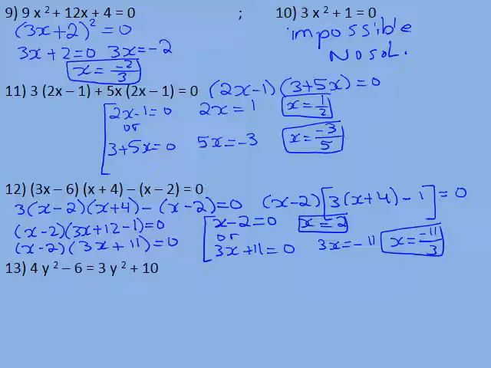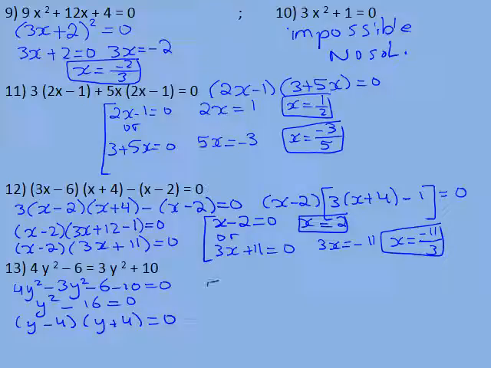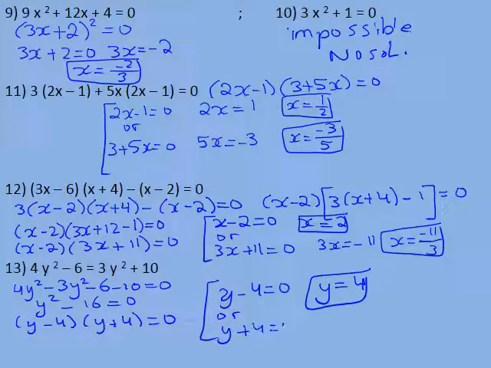Now we have 4y² - 6 = 3y² + 10. 4y² - 3y² = 6 + 10, so y² - 16 = 0. What do you have here? Which is (y - 4)(y + 4) = 0, we should not forget the equals 0. How many solutions? The first one, y - 4 = 0, then y = 4. This is the first one. The second one, y + 4 = 0, y = -4. This is the second solution.